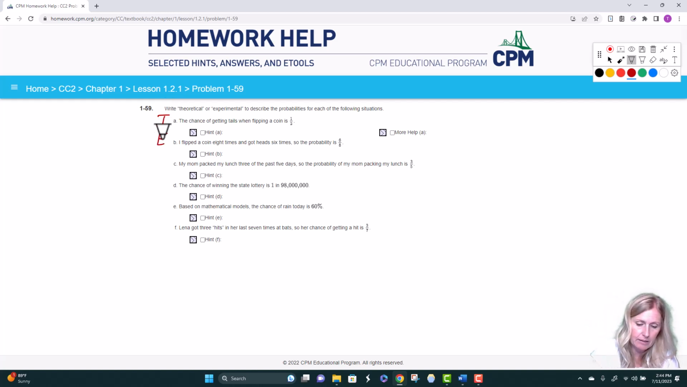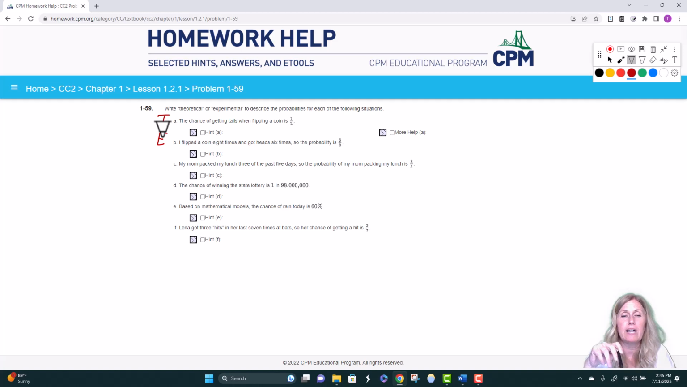Okay, C, my mom packed my lunch 3 of the past 5 days, so the probability of my mom packing my lunch is 3 out of 5. Okay, again, that is experimental. She kept track the last 5 days exactly when her mom packed her lunch, and she did it 3 times out of the 5 days. That's experimental.